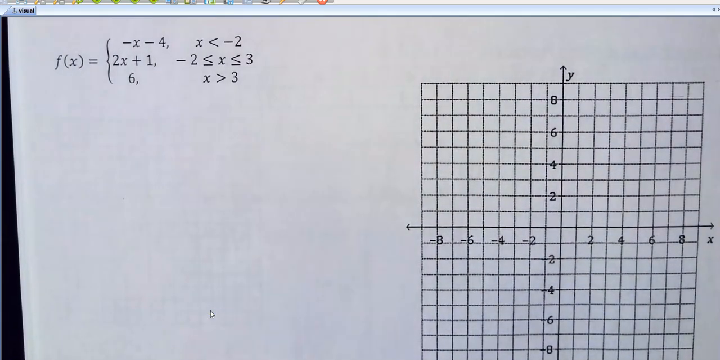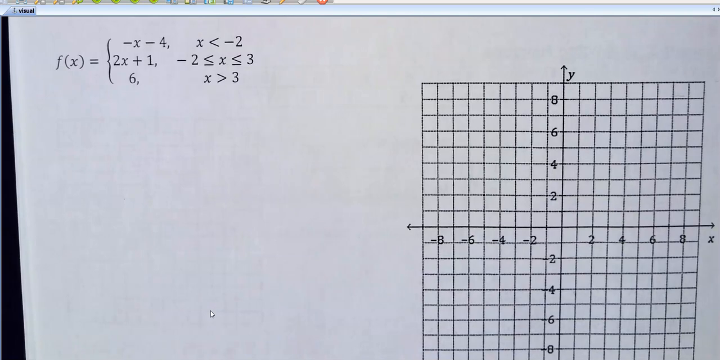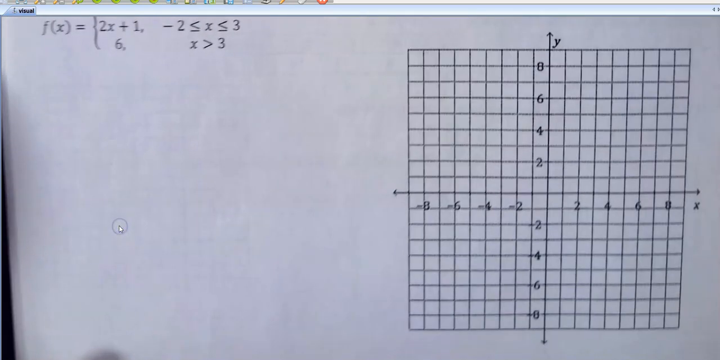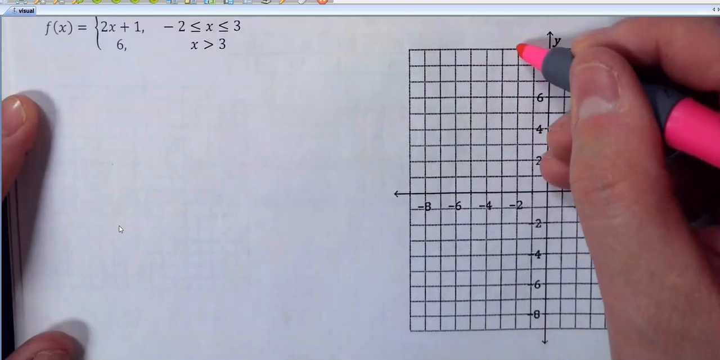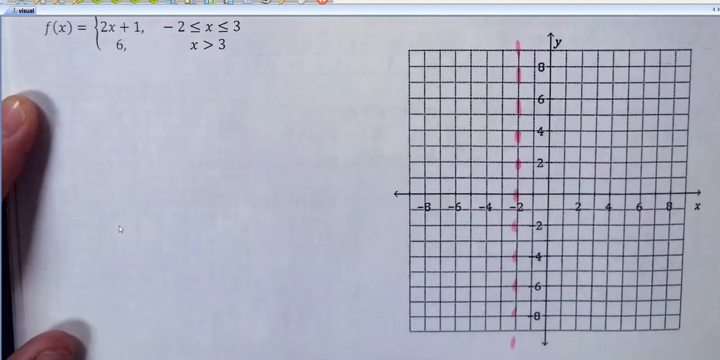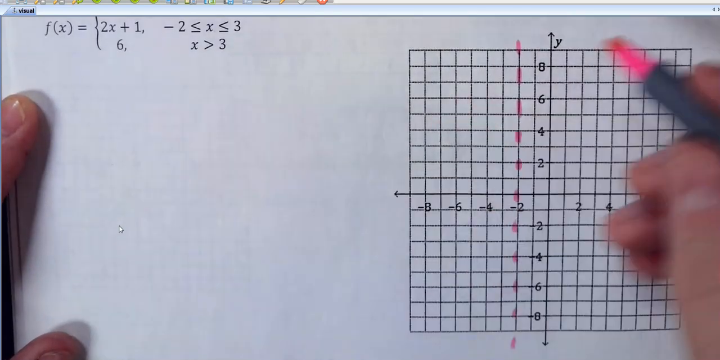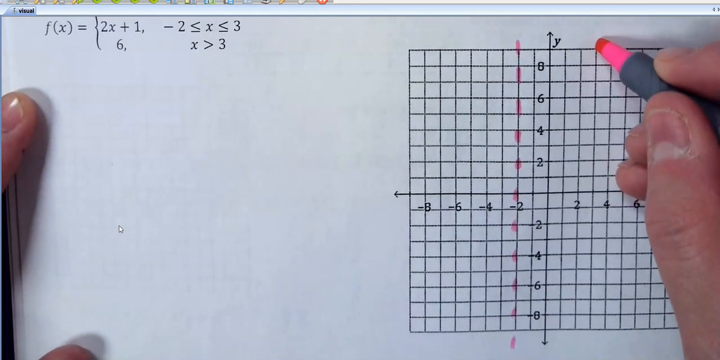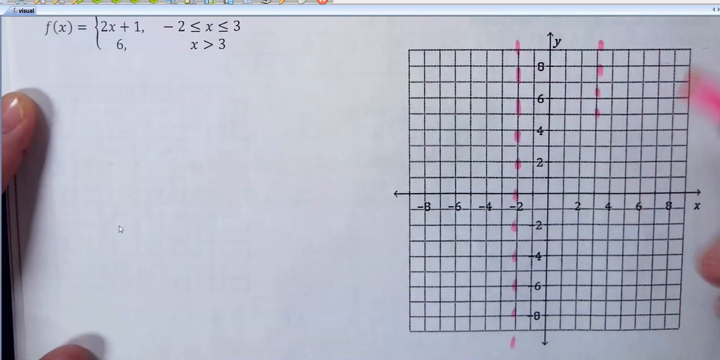Okay, so I'm just going to try one more with you with lines, and then on the back I actually have one with a parabola, so I want to show you how to do that too. Okay, so I have 3 pieces to this question also, and we're switching over at -2 and +3. So at -2, I'm just going to draw a nice vertical line. That'll be where I want to stop my first piece. My second piece is going to be between that vertical line and another vertical line at 3.